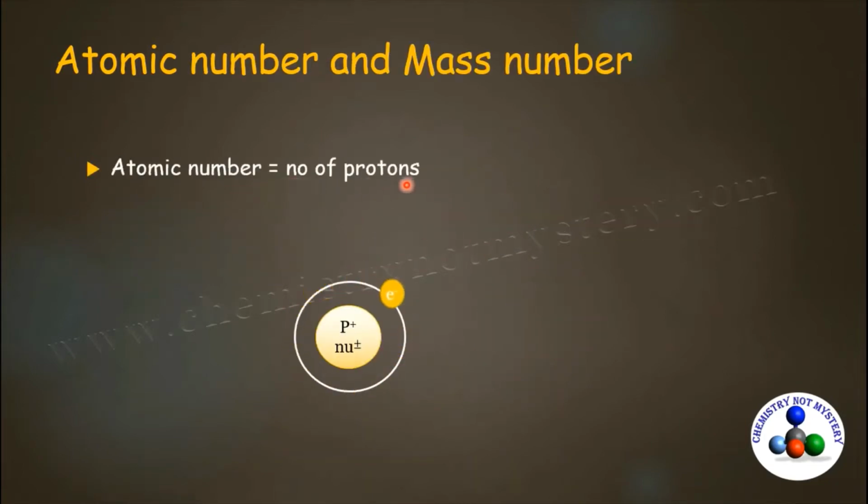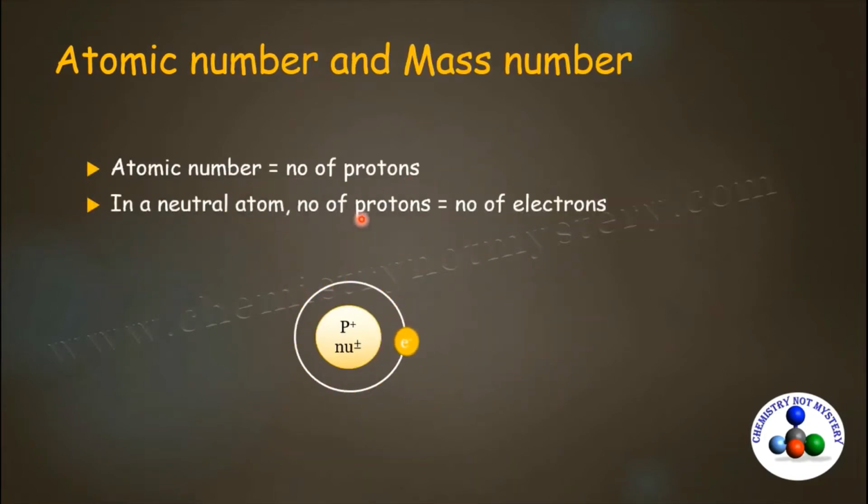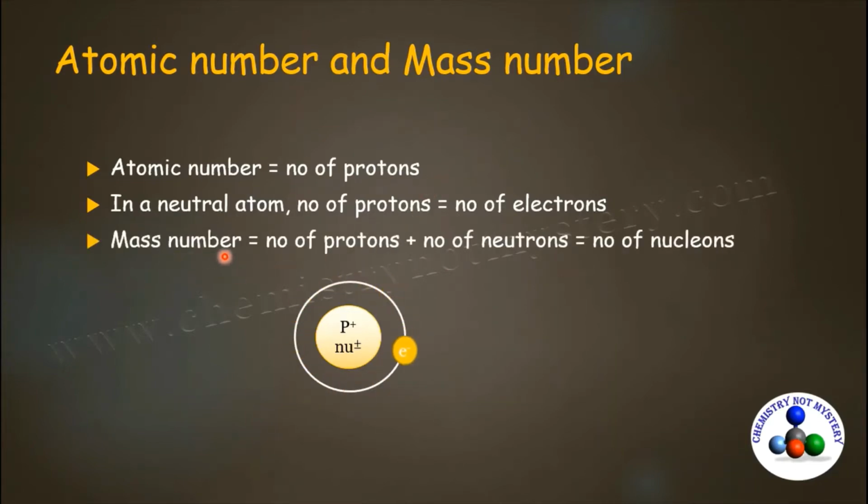Atomic number is the number of protons, though the number of protons is equal to the number of electrons in a neutral atom. But electrons can be exchanged during a chemical reaction. That's why atomic number is considered as the number of protons, that is the identity of an element. Mass number is equal to the number of protons plus number of neutrons, or you can say it is equal to the number of nucleons.